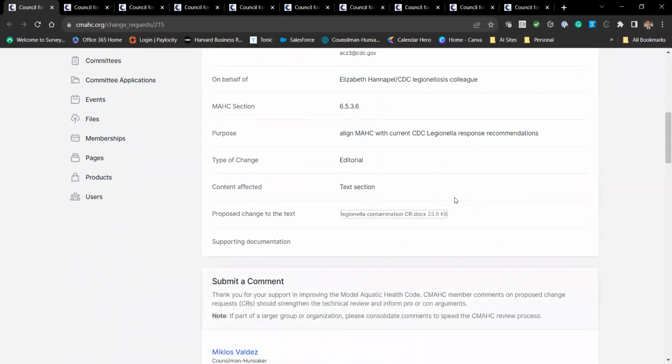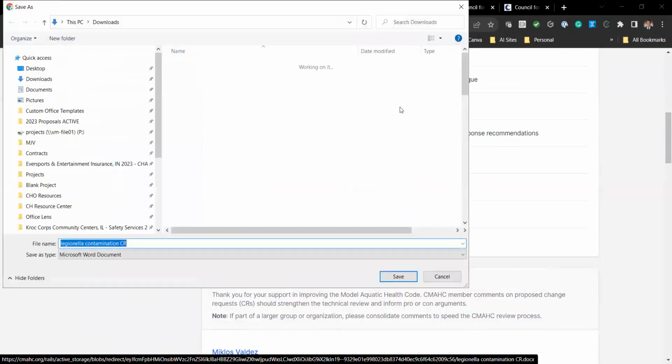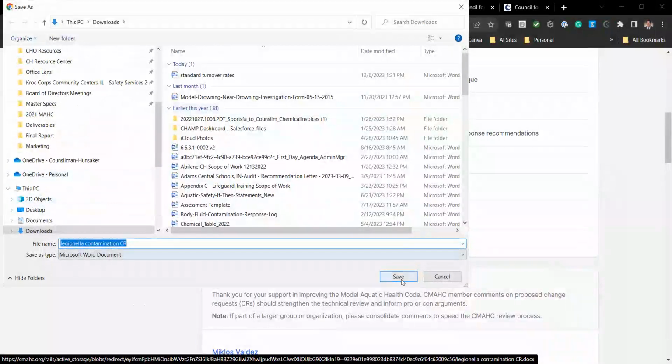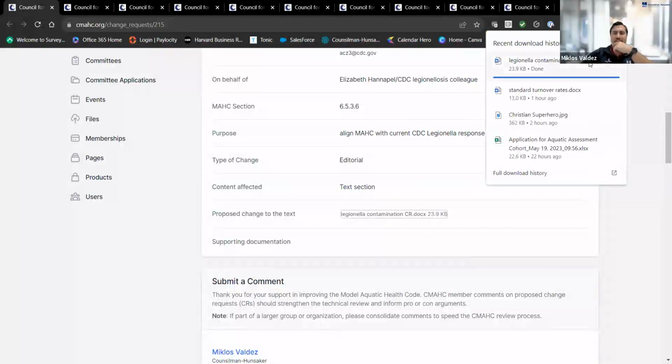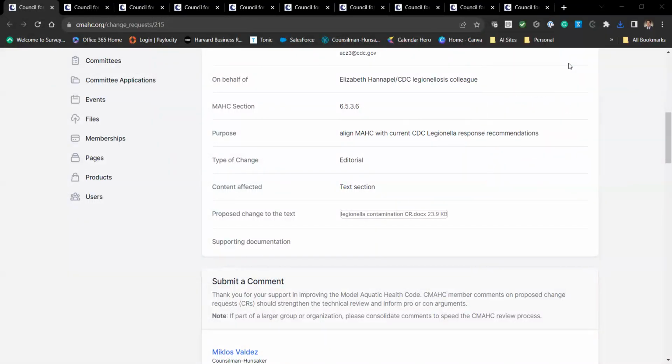So then the next one is Legionella contamination, and it is to align MAC with the current CDC Legionella response recommendations. So this has a link, I believe, and it looks about the same in the current reg until it gets to number 11 or number 10. Give me one sec, I'll pull it up.